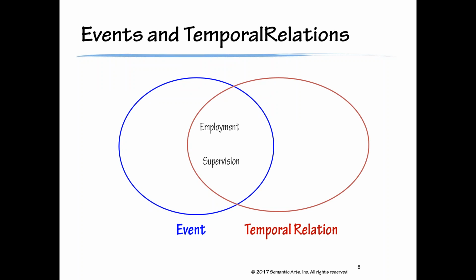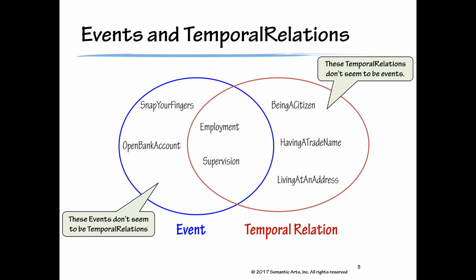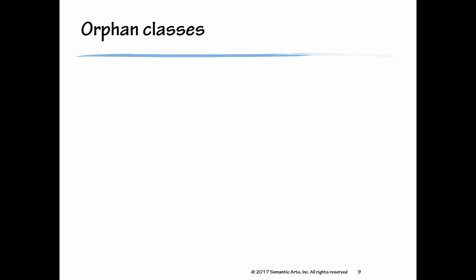So here's a quick little Venn diagram. With supervision and employment, you can think of things happening, so you might reasonably think of those as events. But things like snapping your fingers or opening a bank account are events that you wouldn't think of as temporal relations. Or these other things we just talked about, being a citizen, having a trade name: they're temporal relations, but we don't really think of them as events. So we're not going to have temporal relation be an event.